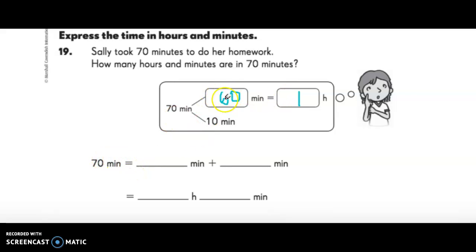So basically what we just did right here is what you should be doing in your workbook. Remember, read it like it's almost a sentence. So 70 minutes equals 60 minutes plus 10 minutes, because 10 plus 60 gives us 70. And then finally, the minutes here changes to hours. So that's 1 hour and 10 minutes.